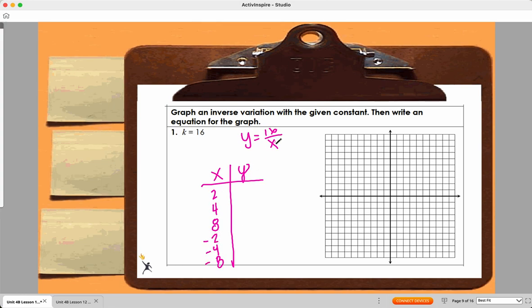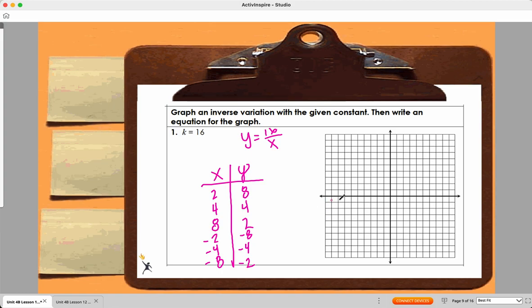So if I plug in x here, 16 divided by 2 is 8. 16 divided by 4 is 4. Next one, negative 2, it's the same thing. 16 divided by negative 2 is negative 8, then negative 4, and negative 2. So I'm going to graph these.